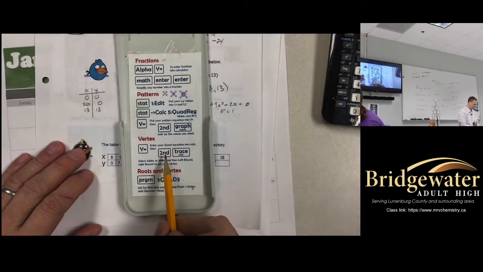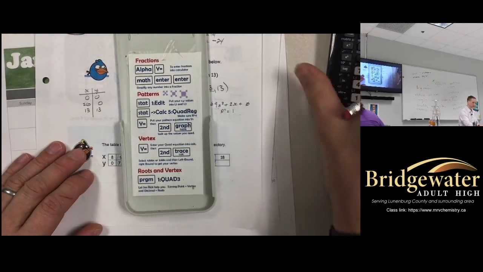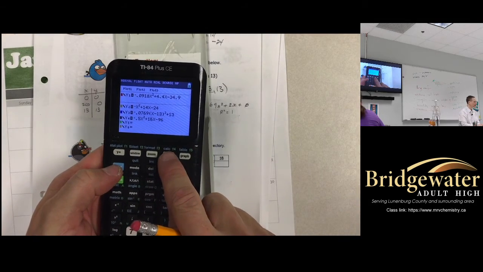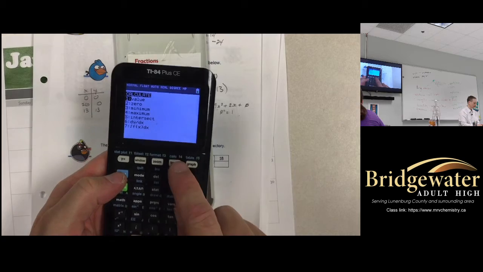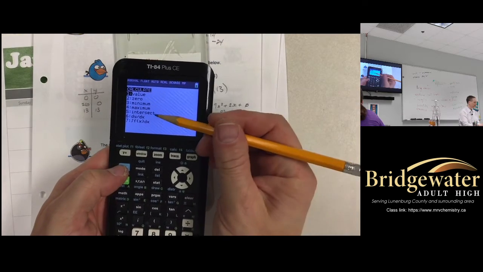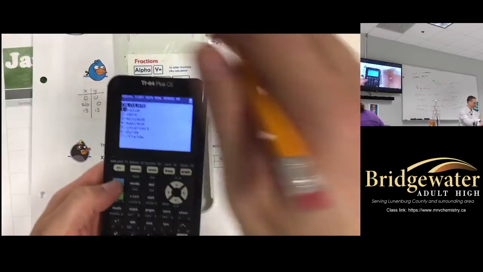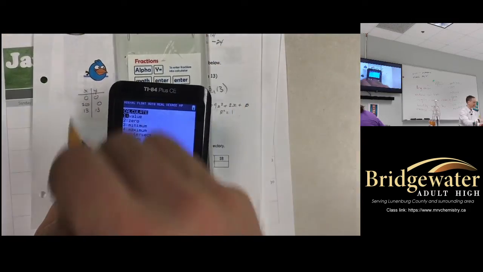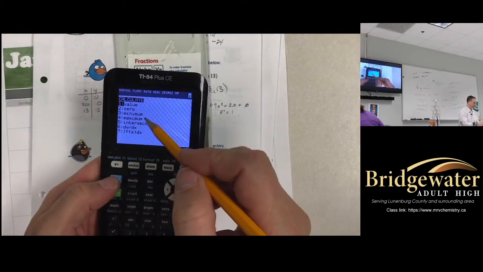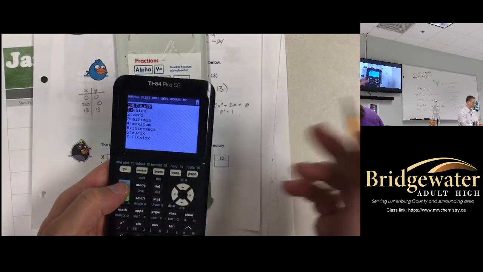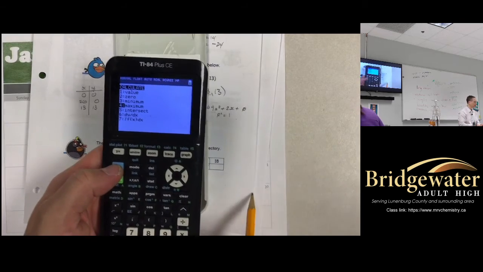So then, go second function trace calc. Okay, second function trace calc right there. Trace calc. And what do we want? We want to find the maximum. Now, if we wanted to find the minimum, if it's a U graph instead of an upside down U, then we'd find the minimum. By the minimum and the maximum, that means find the vertex, or the one part of the vertex. So we're going to go down to number 4, the vertex.